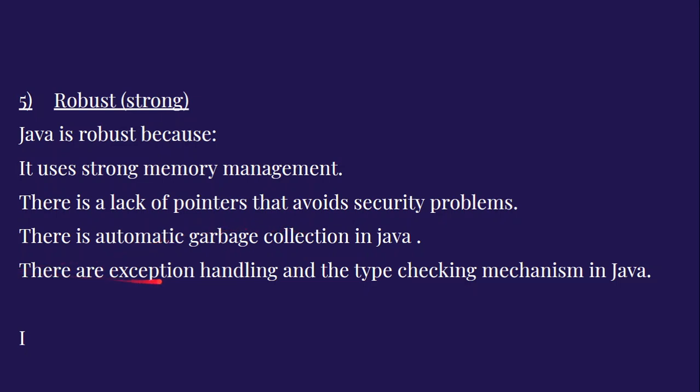And there are exception handling and type checking mechanisms in Java. We will learn these things later in the classes, but to understand in this sense, whenever an error occurs in Java programming, the Java program never stops. It just throws an exception saying that some error is here, then it will move on in sequence. The program will not stop, but it will throw an exception to say that some error is there.